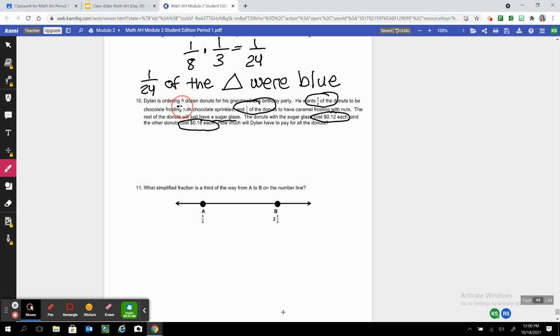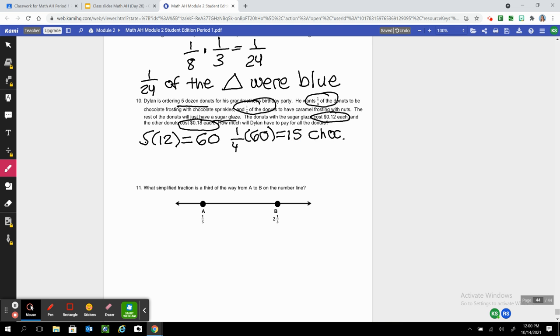So first of all, we have 5 dozen donuts. So if we have 5 dozen donuts, let's multiply 5 by 12. We're just going to do a regular dozen, not a baker's dozen of 13. We're just doing a regular dozen of 12. So 5 times 12 means that we have 60 total donuts. 1/4 of that 60 would be chocolate. So let's write 1/4 of 60, which is 15 donuts, would be chocolate.